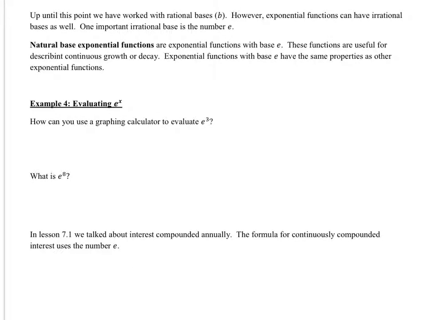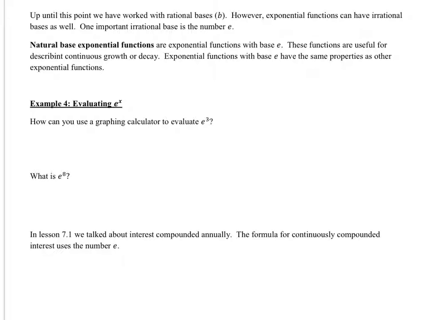Up until now, we have worked with rational bases, b. However, we have an exponential function for the irrational base. One important irrational base is the number e. E, kind of like pi. Pi goes on forever, it does not repeat, and this is the same thing as e. E is called a natural base for exponential functions, where the base is e. These functions are used for continuous growth or decay. They have the exact same properties that we've been dealing with, except now it's just with the base e.